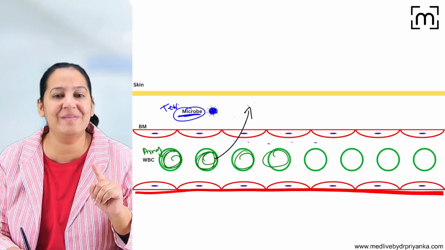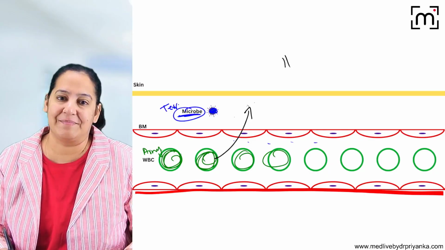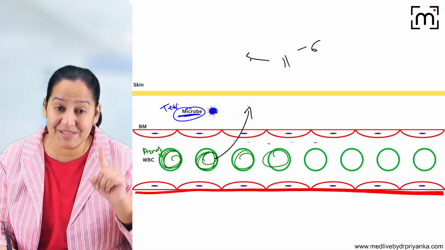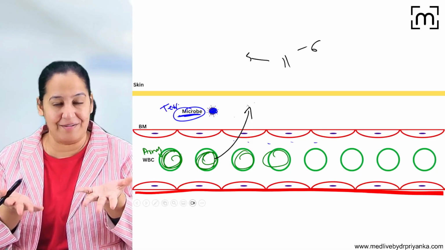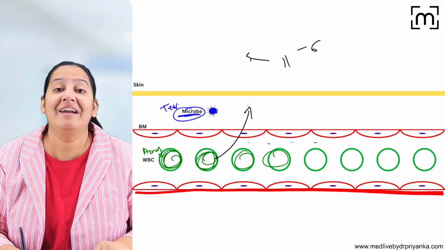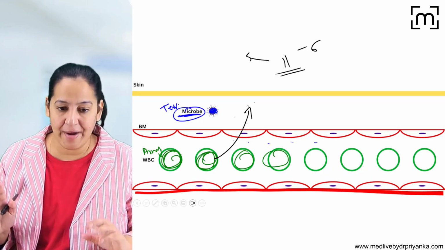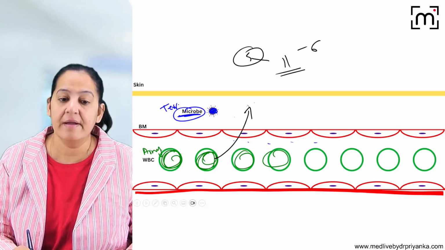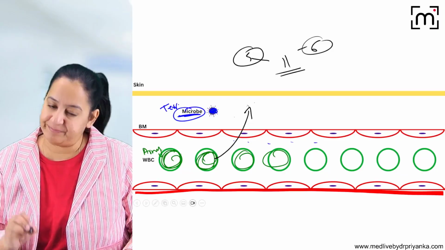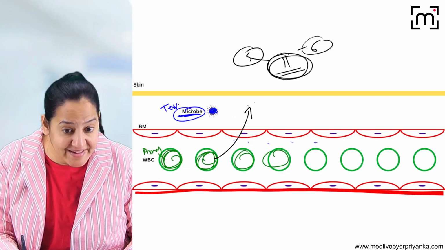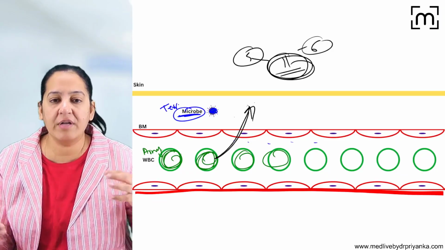To take the WBC out, there are 11 steps: 5 vascular and 6 cellular. It is not a one-step procedure. We can't just ask the WBC to jump out. It requires 11 steps. So I will teach you the 5 vascular events here, and there is a separate video on the 6 cellular events. The purpose of all 11 events is to take the WBC out and make them fight.